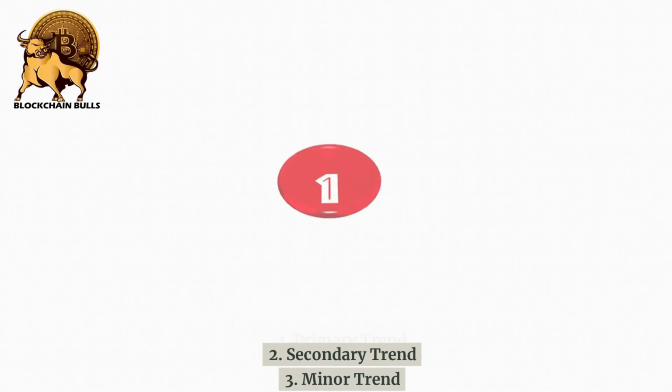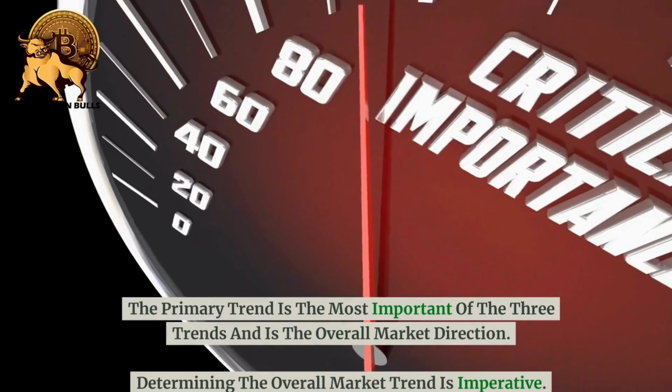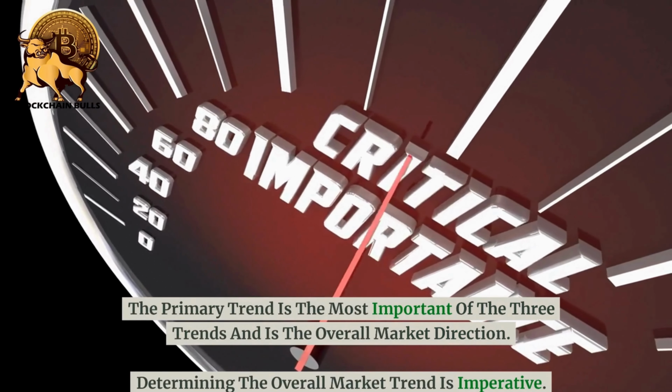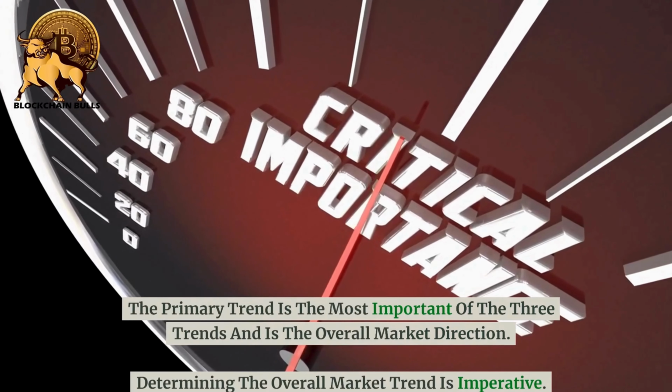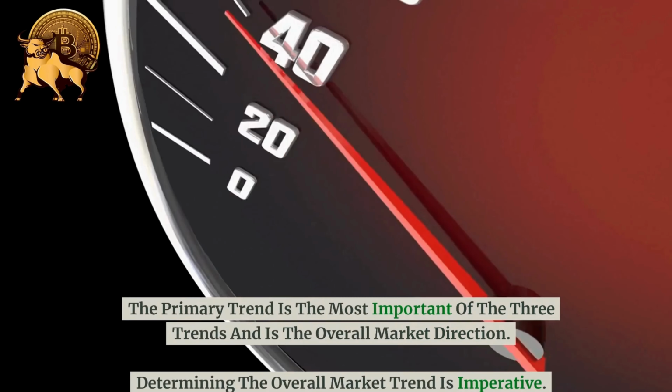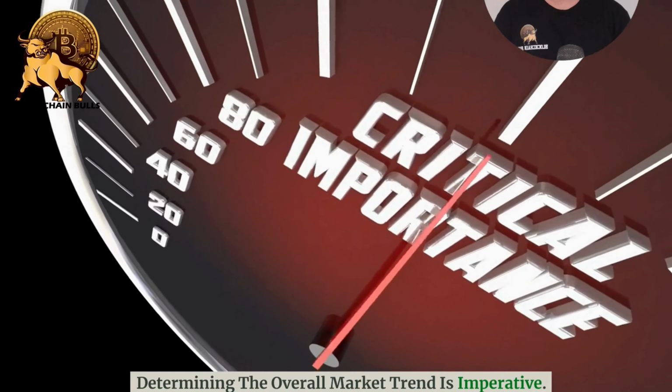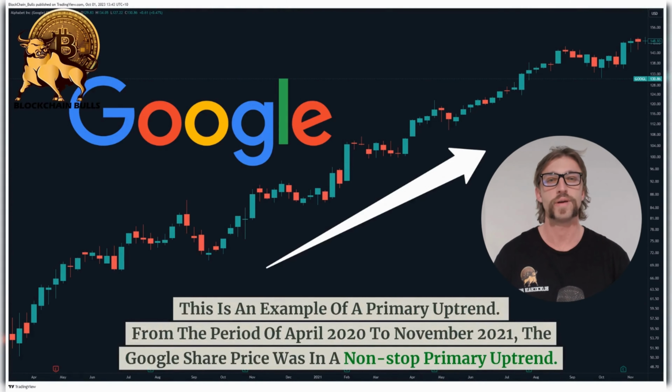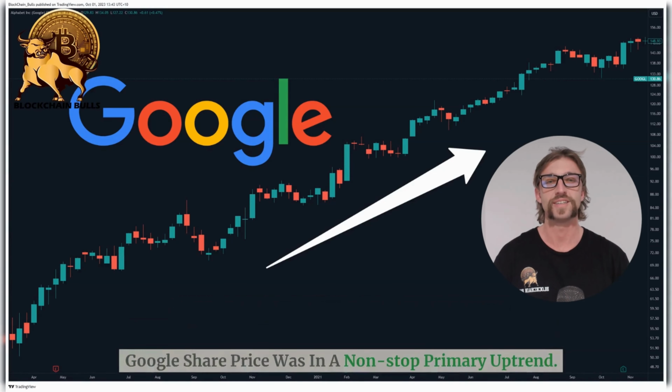And 3. Minor trend. The primary trend is the most important of the three trends and is the overall market direction. Determining the overall market direction is imperative. This is an example of a primary uptrend. From the period of April 2020 to November 2021, the Google share price was in a non-stop primary uptrend.